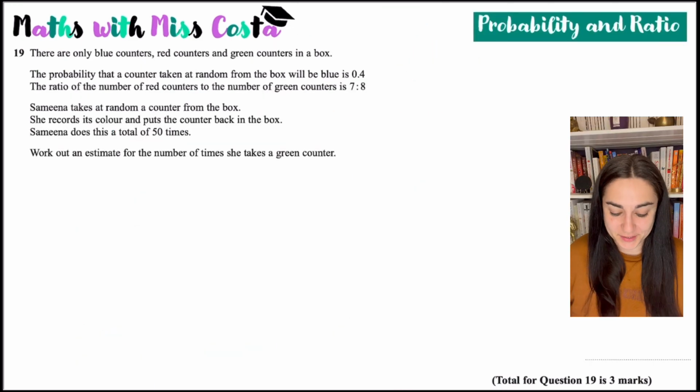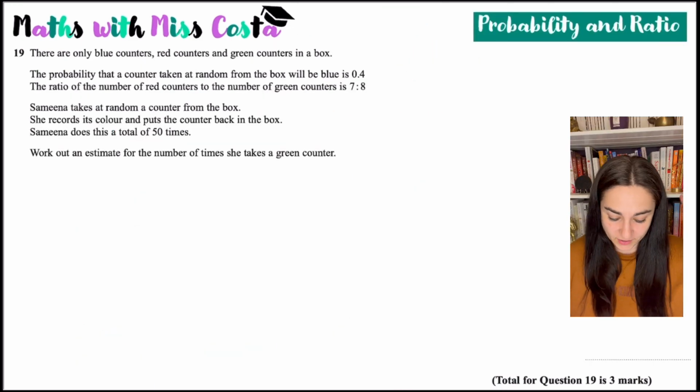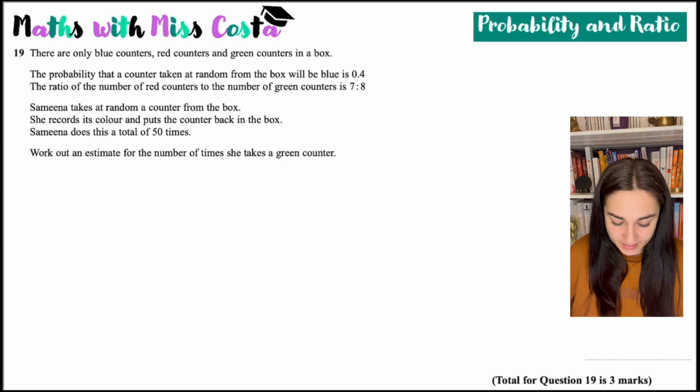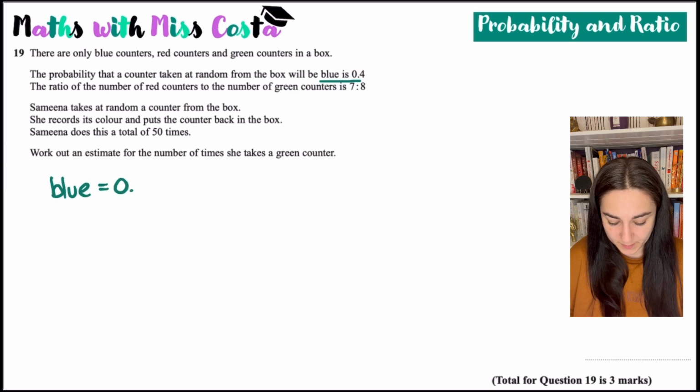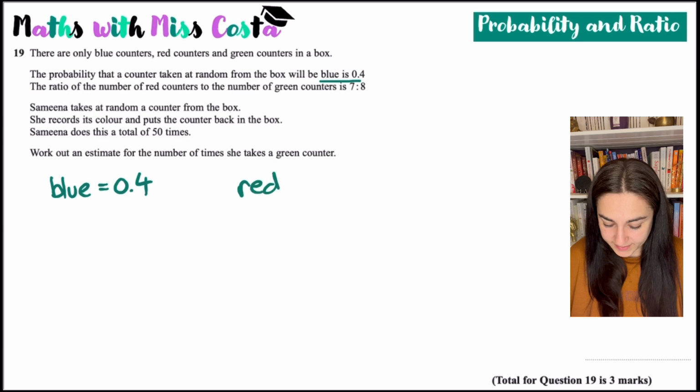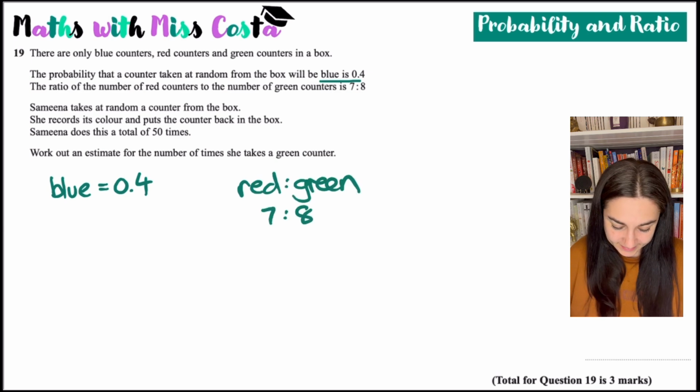Okay, so in this question, I'm told that there are only blue counters, red counters, and green counters. And the probability that a counter taken at random from the box will be blue is 0.4. So the probability of blue is 0.4. The ratio of the number of red to green counters is 7 to 8.